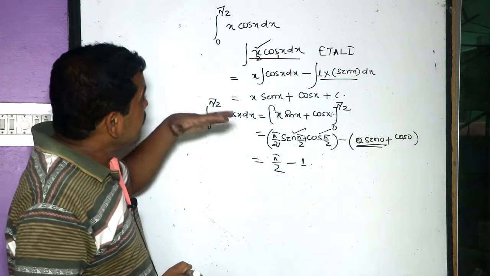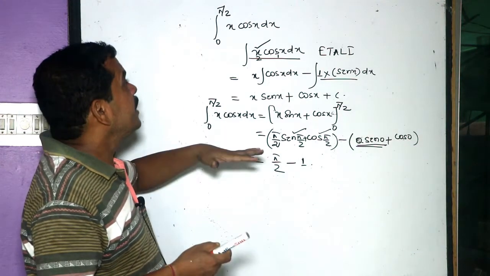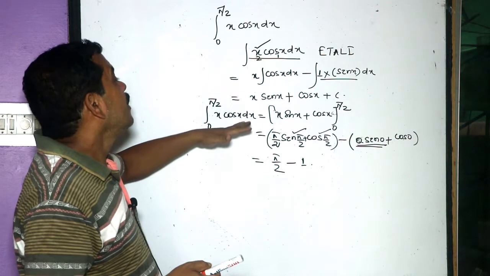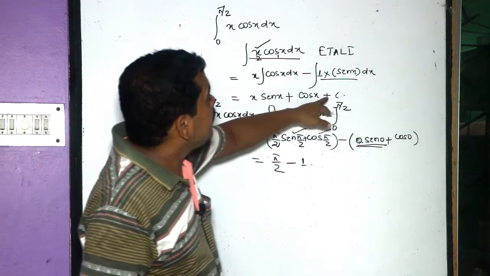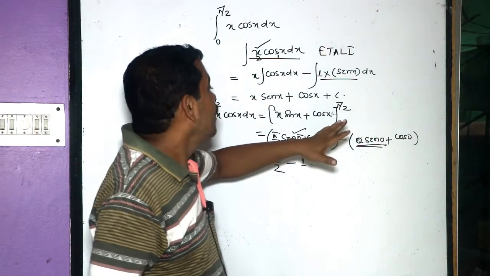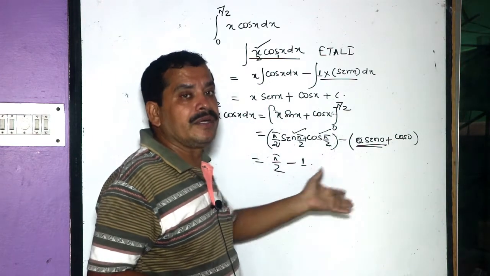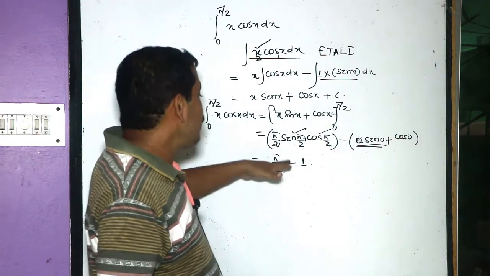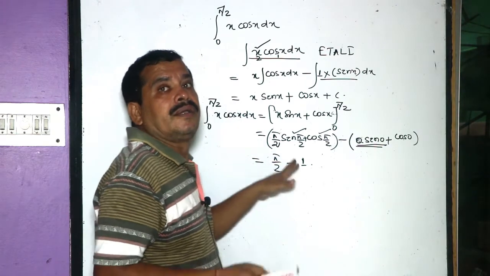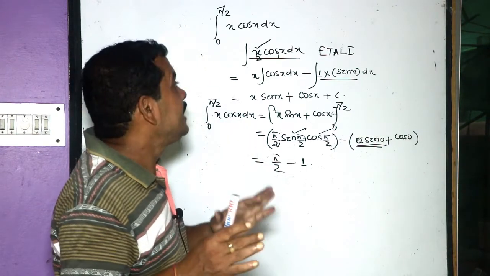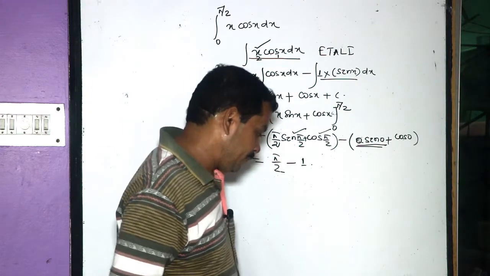The integration process is the same, but in definite integration you cannot use the indefinite integrating constant. So just put the upper limit minus the lower limit and you will get the answer, and it will always be a constant. So the value of the definite integration is a constant.